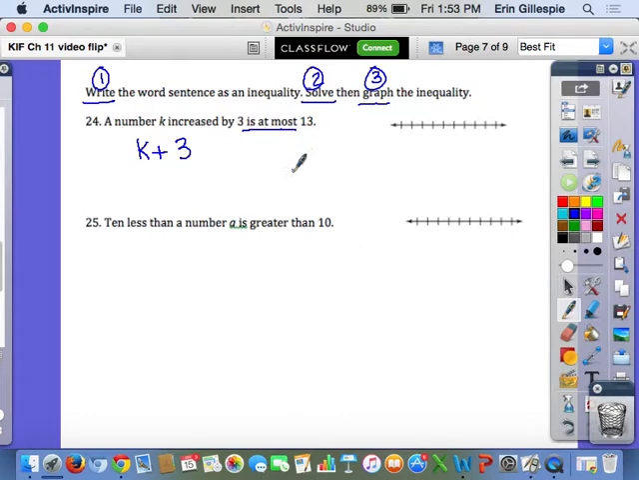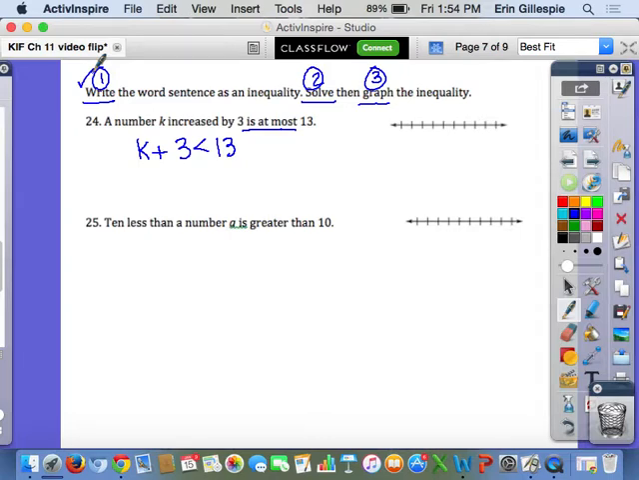This is one of those tricky ones. Think about that. It's at most 13. That's the biggest it can be. So it can be 13 or numbers less than 13. So that's actually telling you that this is less than 13. I've written the inequality. Now I gotta solve it.